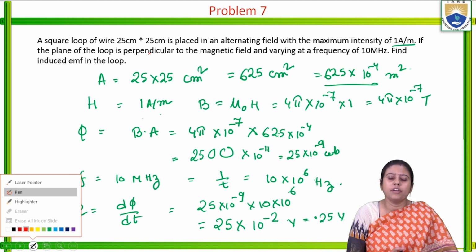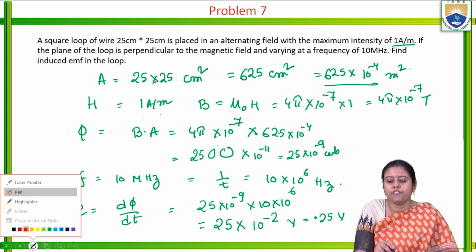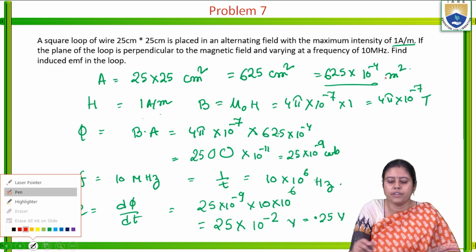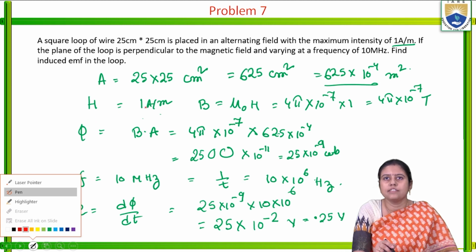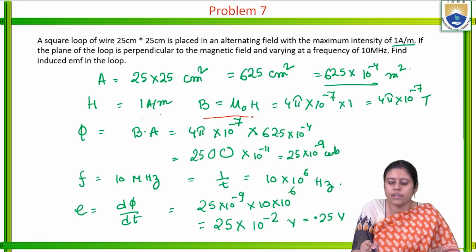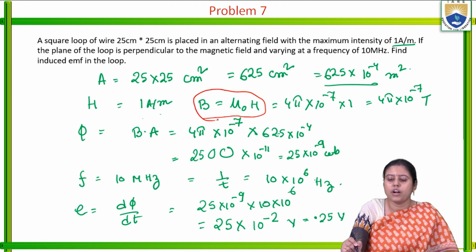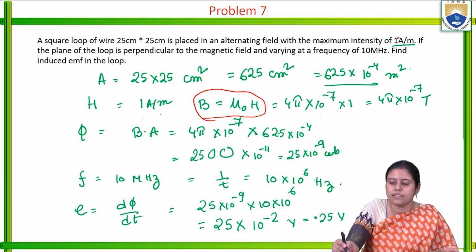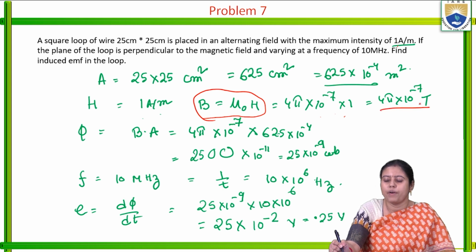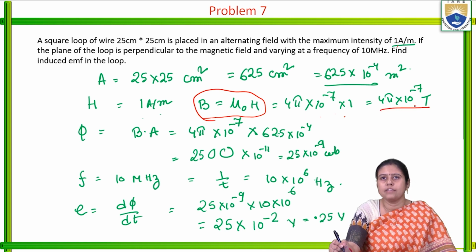So how to calculate this? The area is given as 25 by 25 centimeter square, so 625 into 10 to the power minus 4 meter square. What is H? H is equal to 1 ampere per meter. So what is B? B is equal to mu naught H. What is mu naught? 4 pi into 10 to the power minus 7 into 1 ampere per meter. So it is coming 4 pi into 10 to the power minus 7.